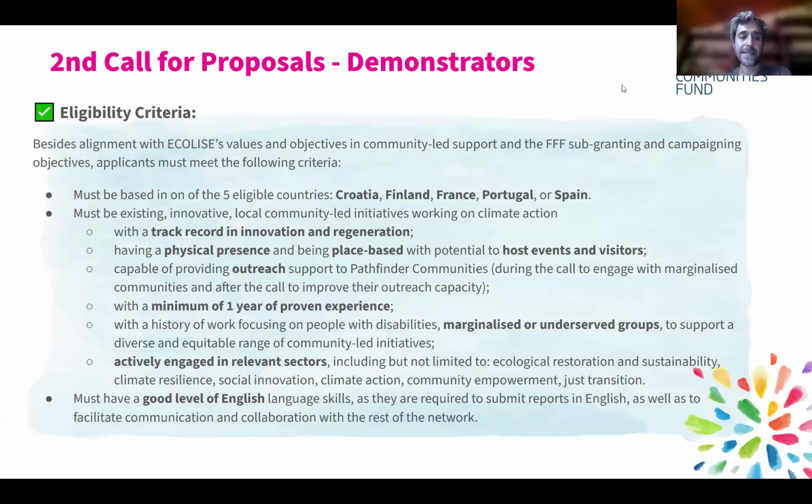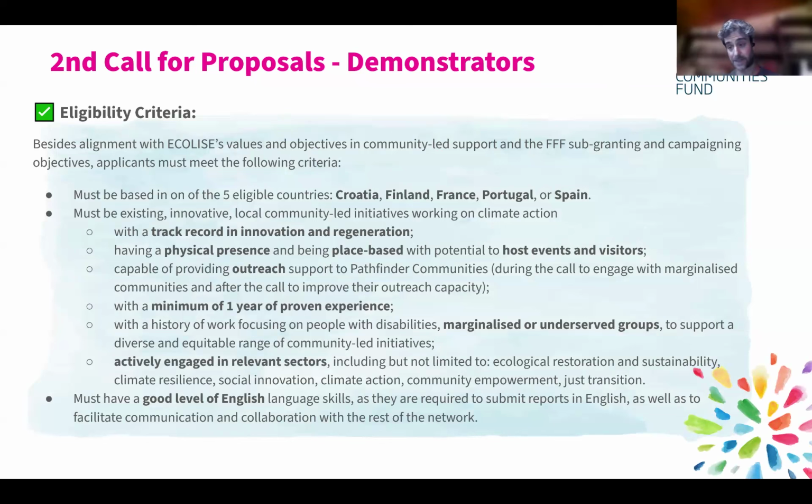About the eligibility criteria. Besides the alignment with the ECOLISE values and objectives, and the FFF subgranting and campaigning objectives, all the applicants must meet the following criteria. They must be based in one of the 5 eligible countries that I've mentioned before: Croatia, Finland, France, Portugal, or Spain. These must be existing innovative local community-led initiatives working on climate action.